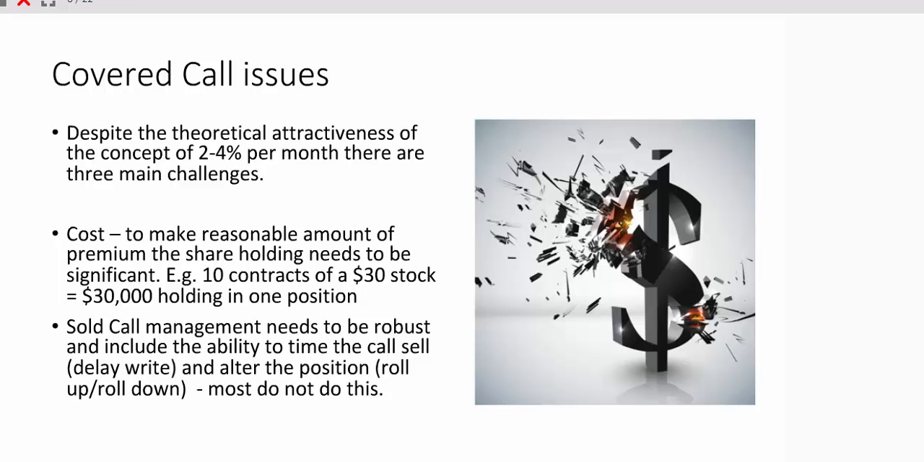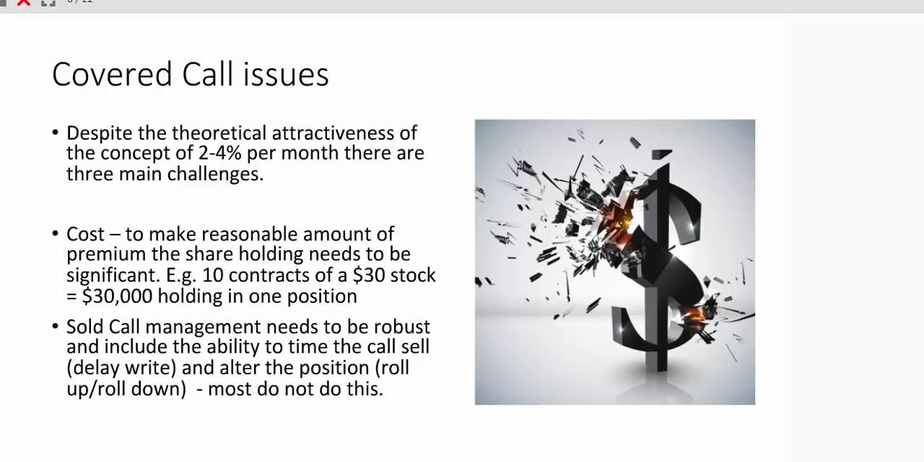really the cost of making a reasonable amount of premium can be pretty prohibitive, particularly to those who are finding their way in the market and haven't got hundreds of thousands in the market, which you would need to make a living income from covered calls. So 10 contracts of a $30 stock will cost $30,000 holding in one position. So that's often prohibitive for those who want to look at covered calls.